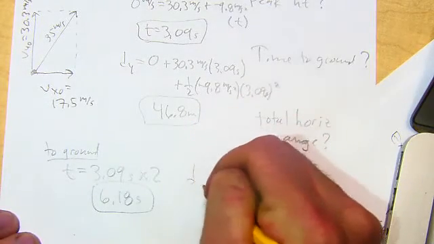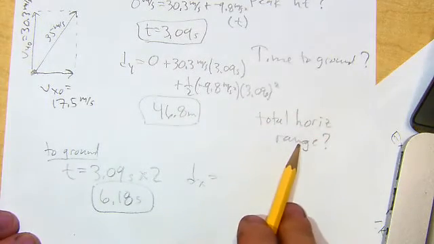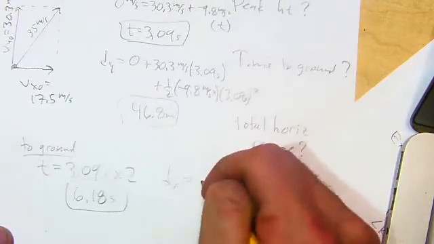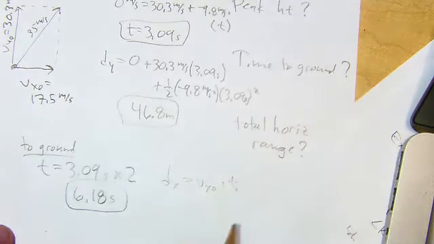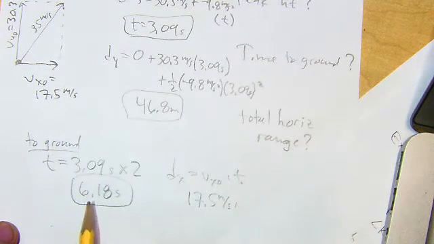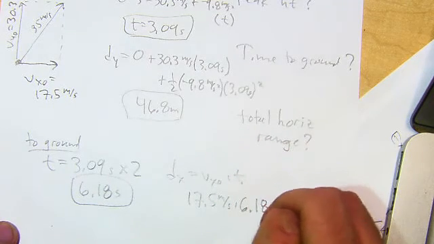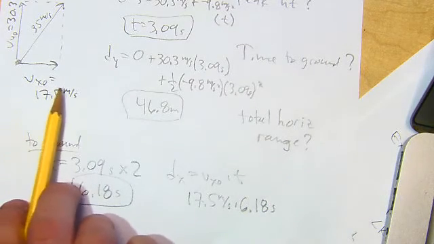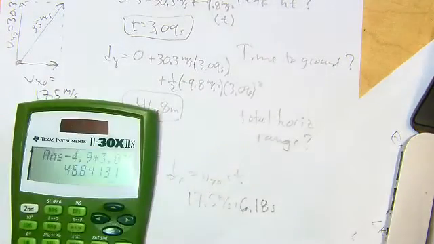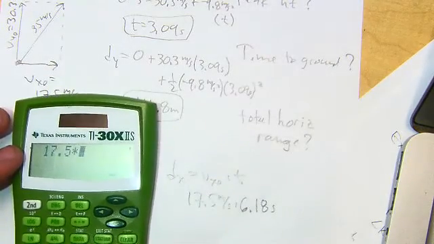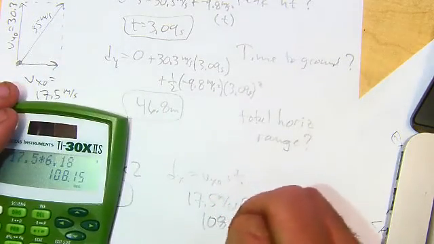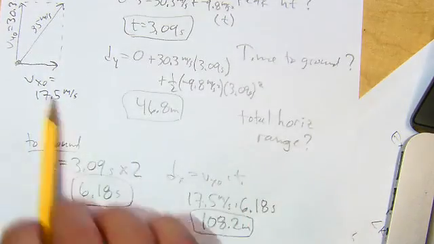The distance, the DX, which is the total horizontal range, like how far did this thing land from where it started horizontally? VXO times t, right? That's pretty easy. 17.5 times this time, because it's in the air for 6.18 seconds. So basically it's just traveling horizontally at constant speed, 17.5 meters per second for 6 seconds. 108.2 meters. That's how far it would travel horizontally.